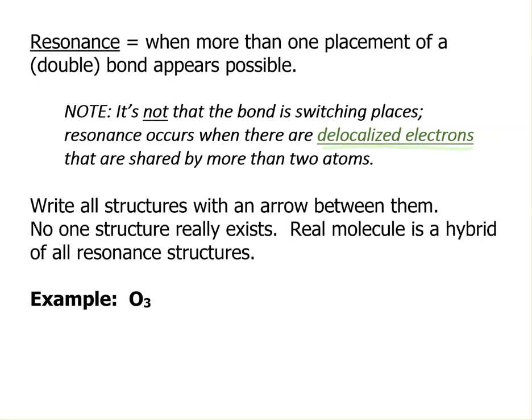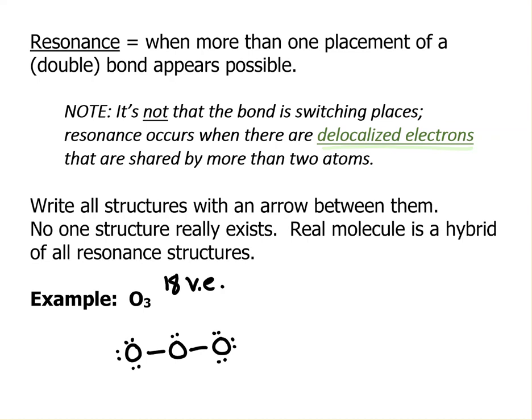So let's just look at an example. You know that you have resonance when you're drawing a structure, and you have to make a double bond, but there's more than one place to make an equivalent double bond. So for example, in this molecule, this is ozone.